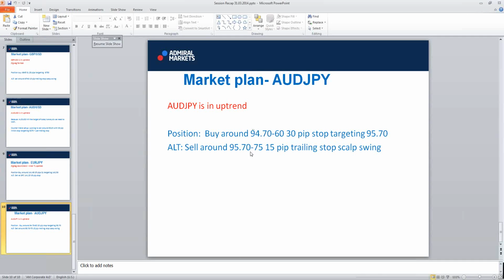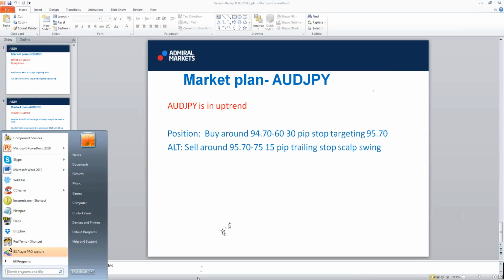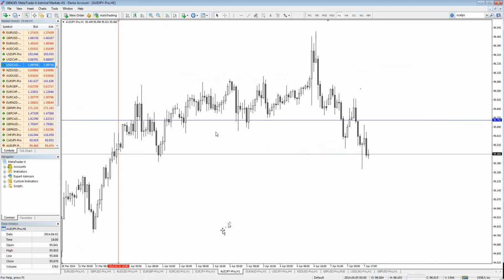Buy around 94.70, sell around 95.70 with a 15 pip trailing stop. So look at this, nice 15 pips from here, a double top. Two chances to sell into, if you see it, 95.75 here. Even later, 1, 2, 3, 4, 5.